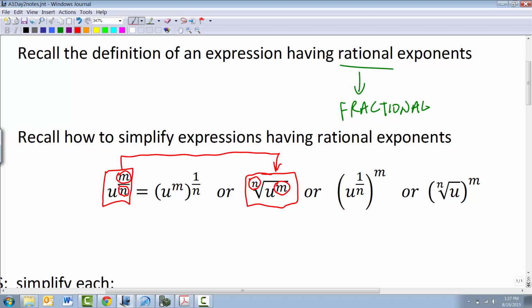And then really all that this says is you have a choice of the order that you do this. You could either raise the number to a power, then take the radical, or you can take the radical of the number and then raise it to a power. So these are the first three things that are important.